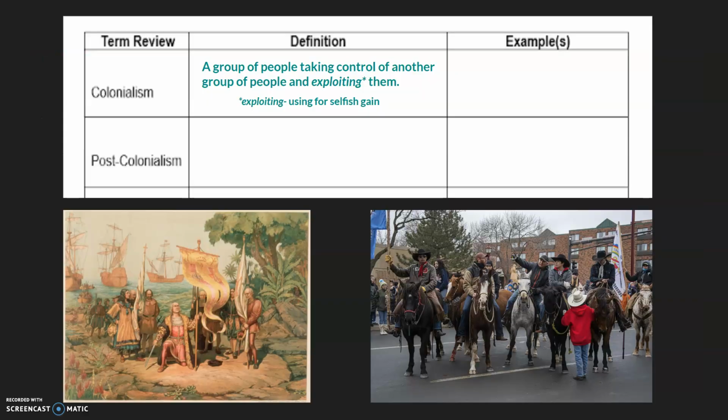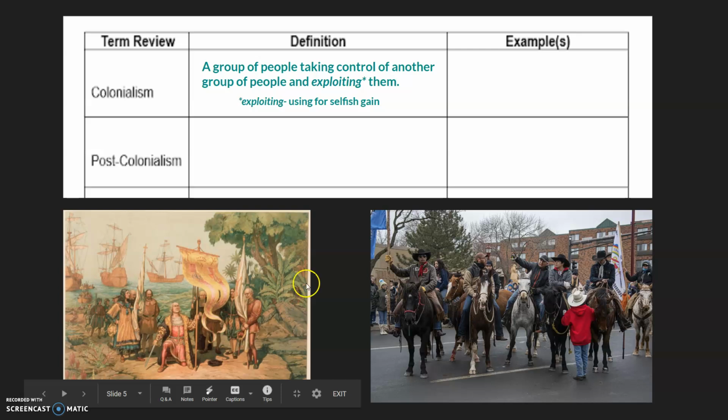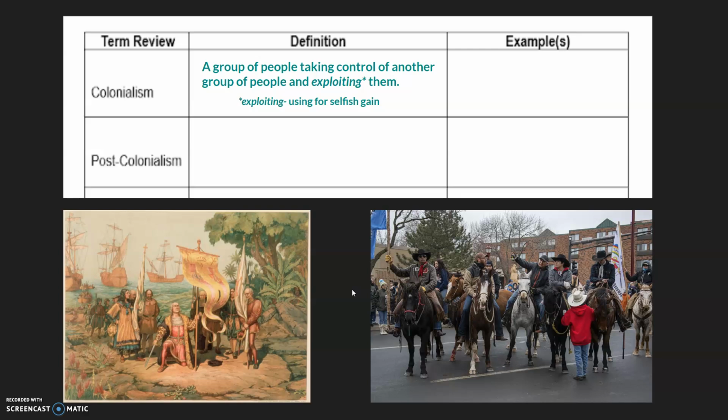Okay, so our first term that I want to review, since it's been a few months, we talked about this before the winter break even happened, is colonialism. So this picture down on the left is a picture representing colonialism. That's when a group of people take control of another group of people and exploit them. And exploit just means to use for selfish gain.